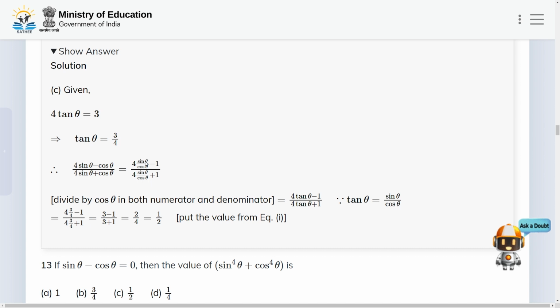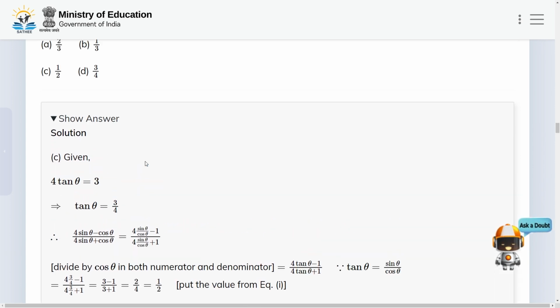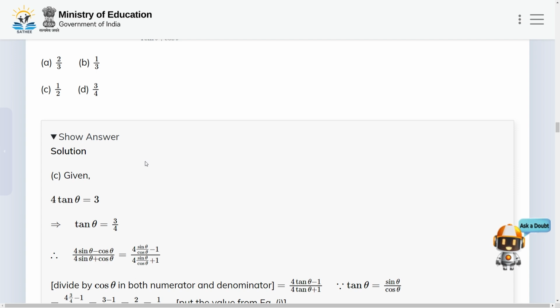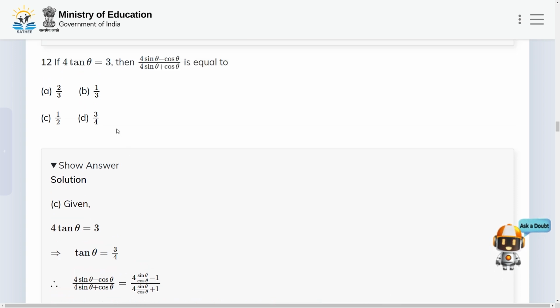Okay, and this is equal to (3 minus 1) divided by (3 plus 1), which is equal to 2 by 4, and this is equal to 1 by 2. So therefore the value of (4 sin theta minus cos theta) divided by (4 sin theta plus cos theta) is equal to 1 by 2. And here see the option. Now here you can see the value 1 by 2 is in option number C. So therefore the correct answer for this question is option number C.